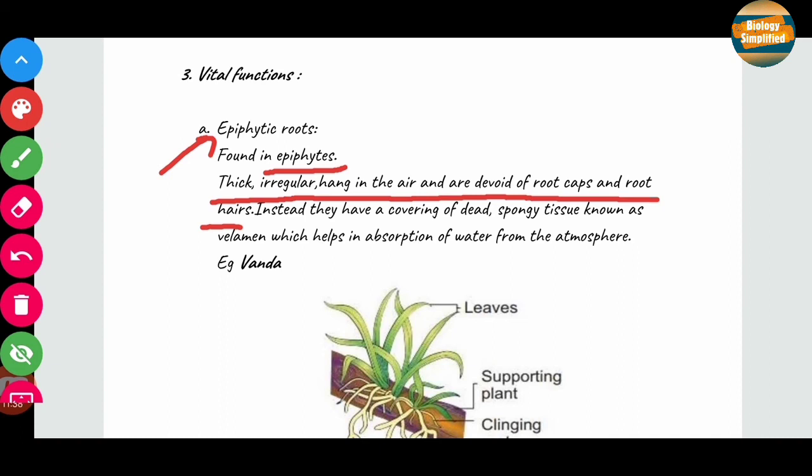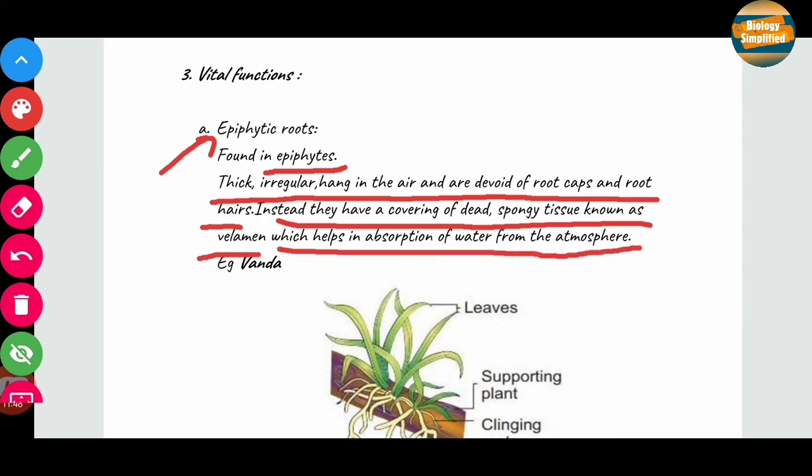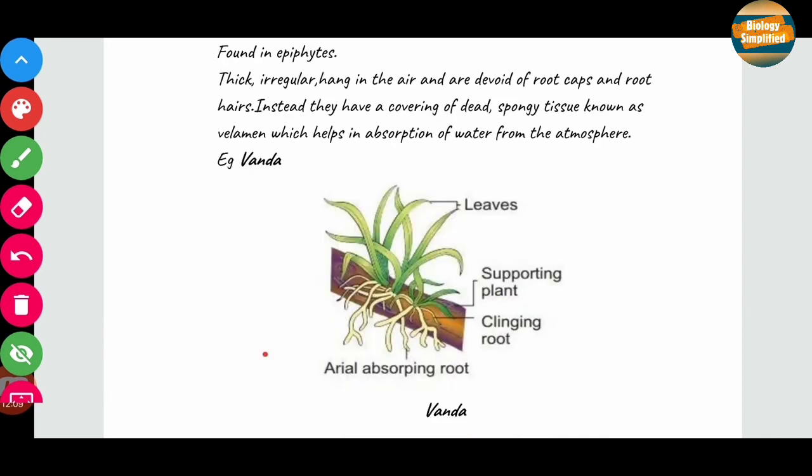and root hairs. Instead, they have a covering of dead spongy tissue known as velamen, which helps in absorption of water from the atmosphere. So they have velamen. Velamen is a dead spongy tissue which helps in absorbing moisture from the air itself. Example is Vanda. Here you can see in this picture, these are the clinging roots of Vanda, and they have basically velamen which helps in absorbing moisture from the air.